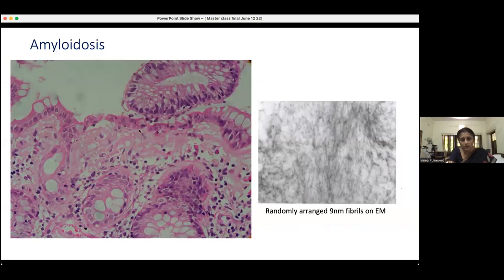But in this image that I showed you, the surface epithelium below that, there's pink material. And if you look very closely, this pink material actually is in the walls of capillaries. And it has a slightly hyaline appearance. In this case, special stains were not useful, but when we looked under the electron microscope, we saw the randomly arranged amyloid fibrils.